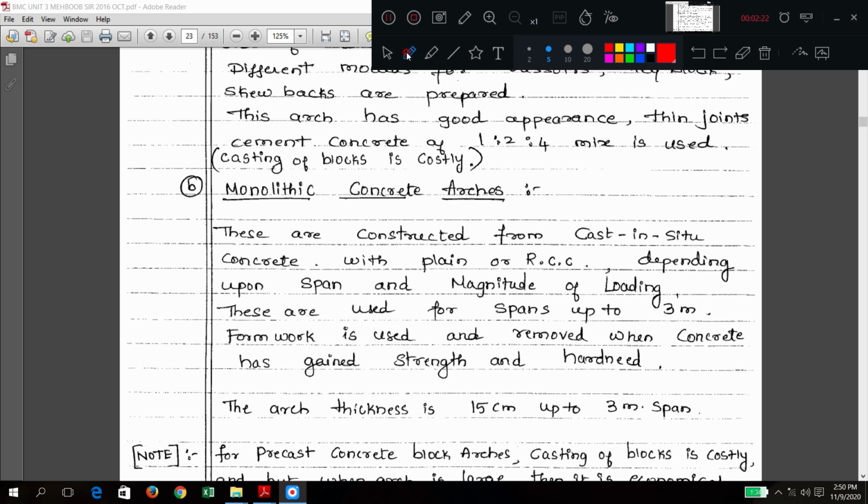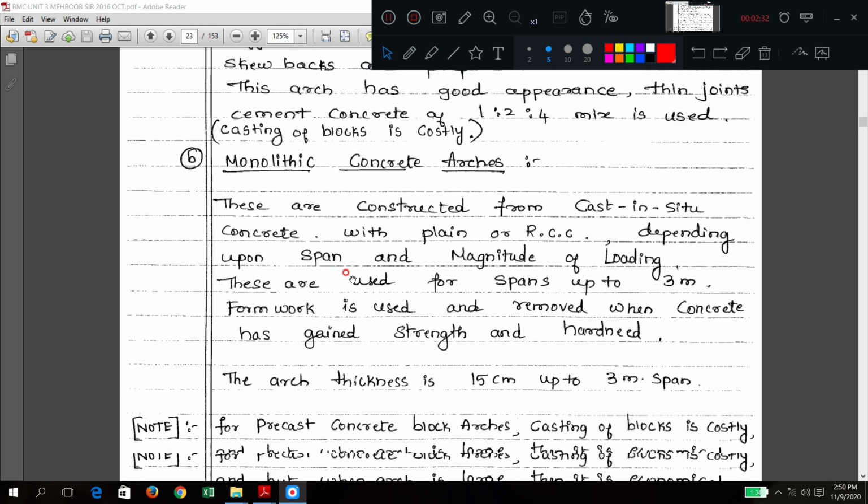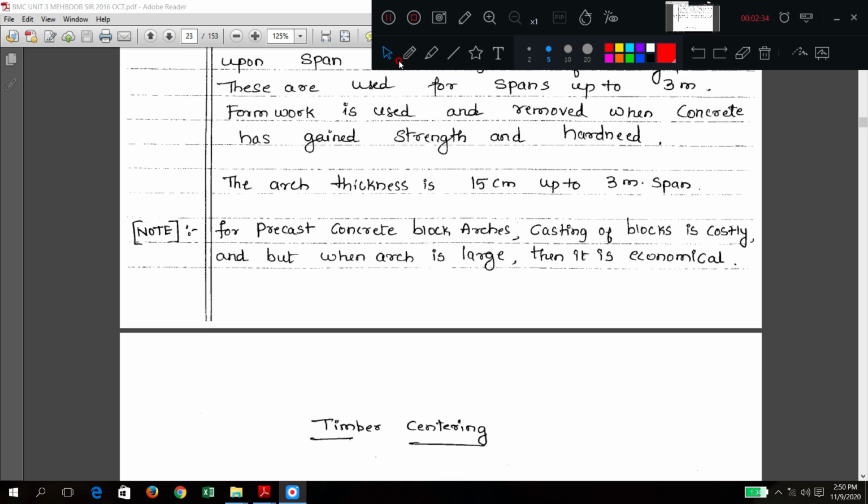Here, what is the key difference? Thickness is 15 centimeter. Okay. And here the span may be 3 meters. There is one important note here. What is that? For precast concrete block, casting of block is costly. Okay. For the first type of concrete, precast, the casting is costly.